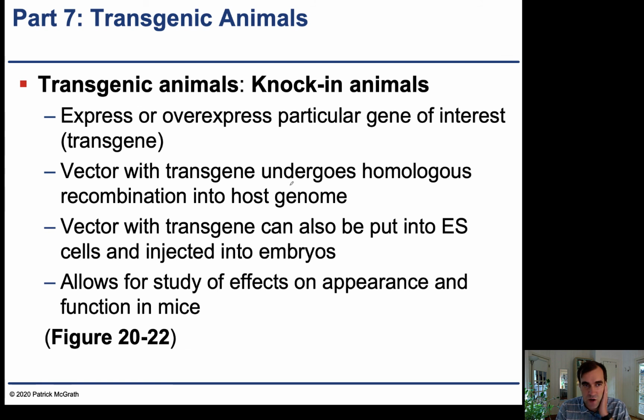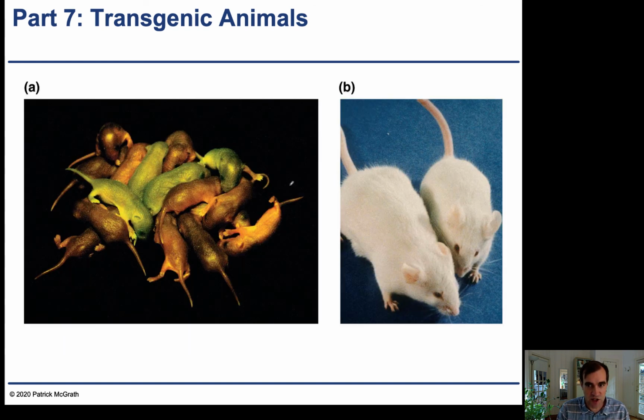And then finally, you can also create transgenic animals that express or overexpress a particular gene of interest. So the vector with transgene undergoes homologous recombination. It integrates into the host genome. And then you can recognize this again by using marker genes. And so an example of this is actually GFP.